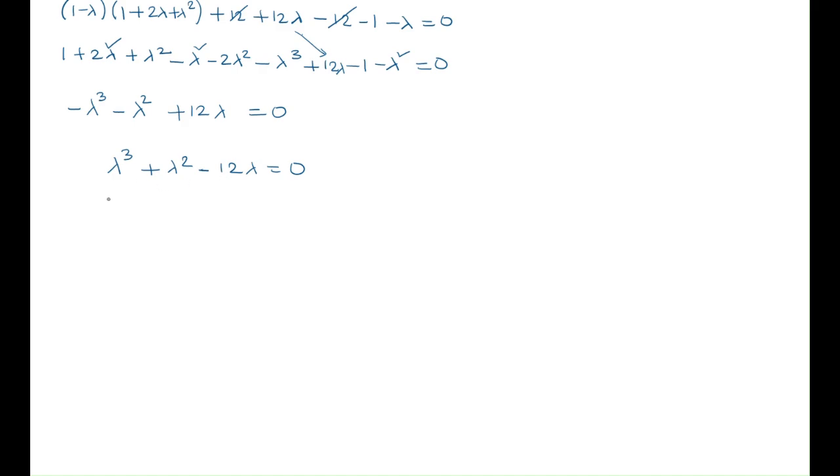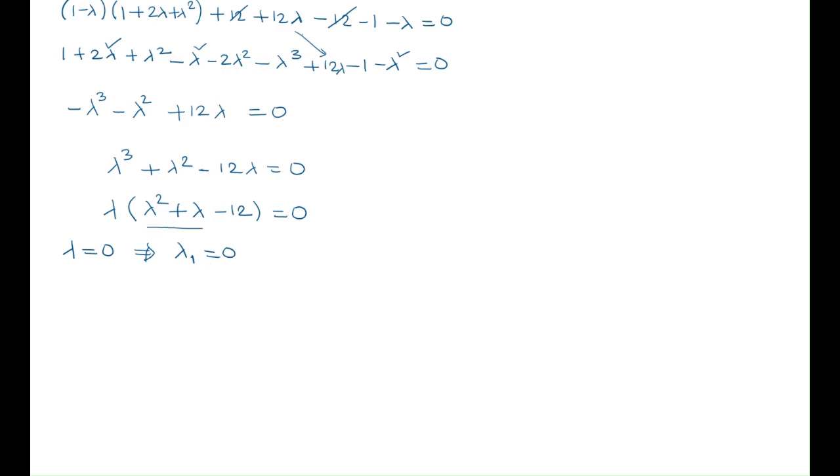Now I can take lambda as a common term. Now we'll have lambda square plus lambda minus 12 equal to 0. Naturally, one of its roots is lambda equal to 0, and we will call this the first eigenvalue, lambda 1 equal to 0. There is no point in saying this is first; any number can be taken as first, second or third. So let us have this as lambda 1.